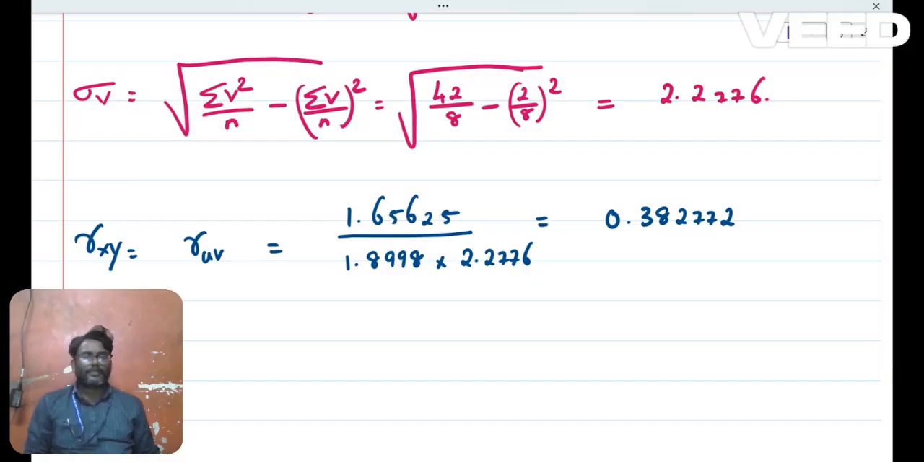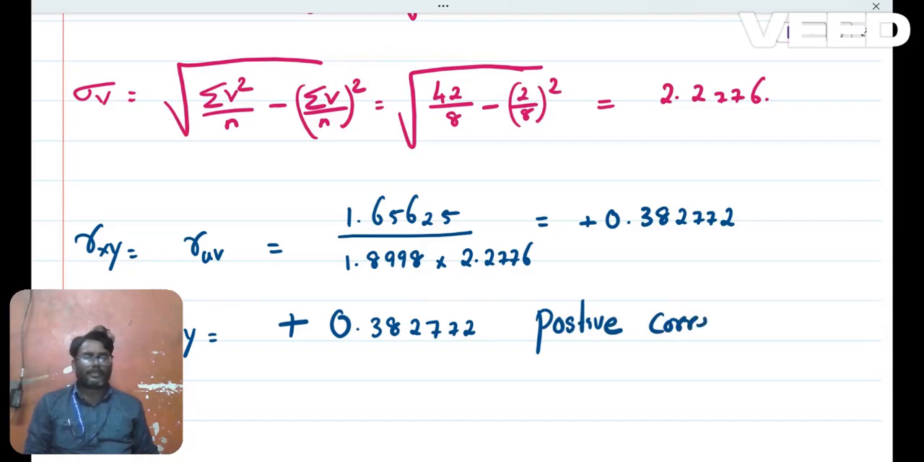So we will get the answer using the calculator as 0.382772. So it is a positive correlation. So R of x comma y is equal to plus, the sign represents the correlation type, 0.382772, which is positively correlated. Positive correlation, or x and y are positively correlated.